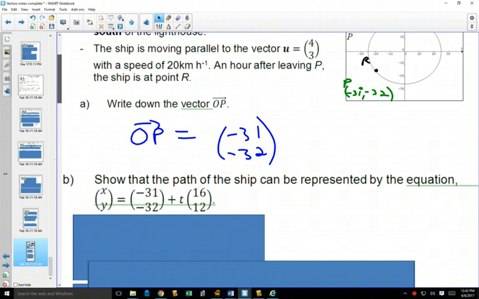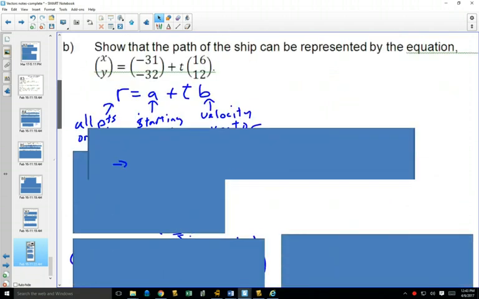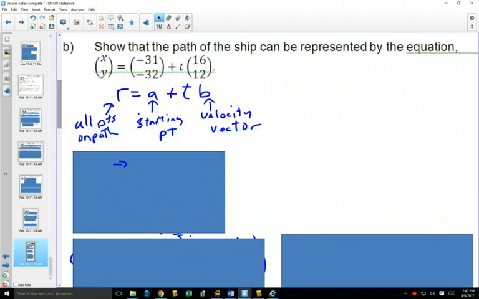You see how the negative 31, negative 32 is in the equation as well, but we knew that information from before. We knew that our ship was there, so we can use that information. We didn't know the 16, 12. So we're going to have to think about what all the things in our equation stand for. There's our starting point, which we knew was negative 31, negative 32. B is our velocity vector. And so we're going to have to see if we can find our velocity vector.